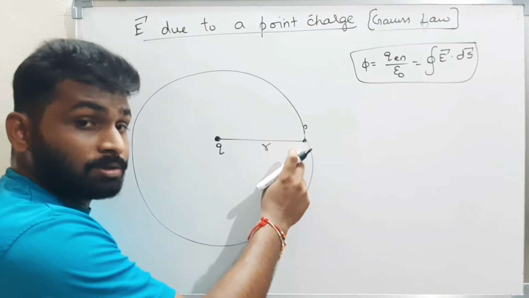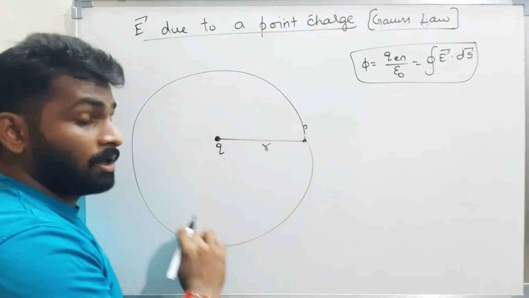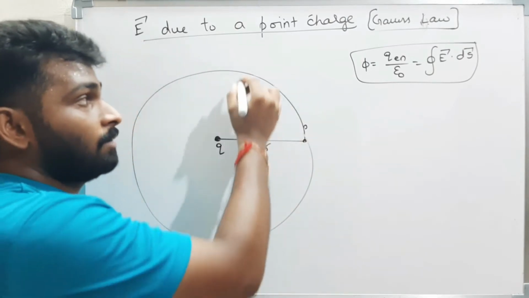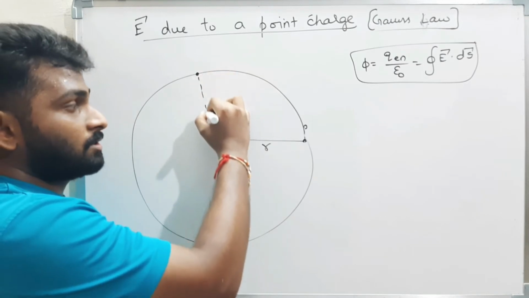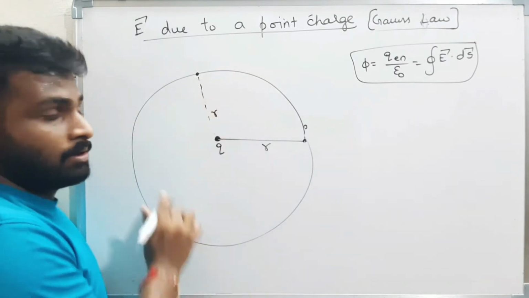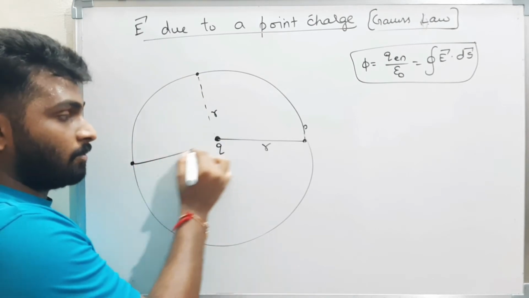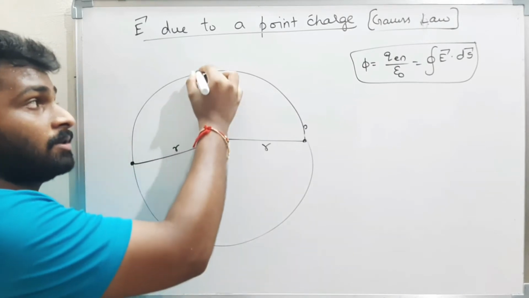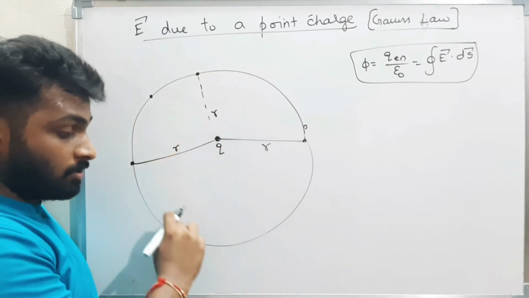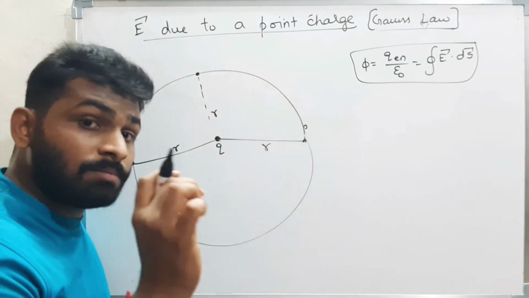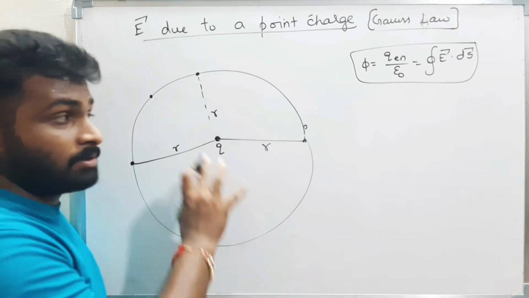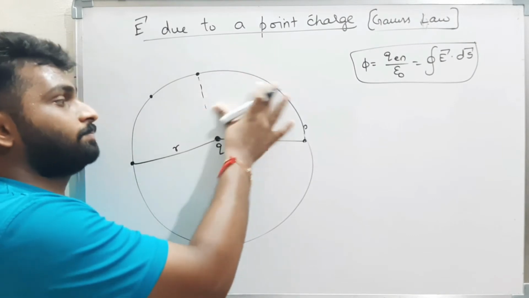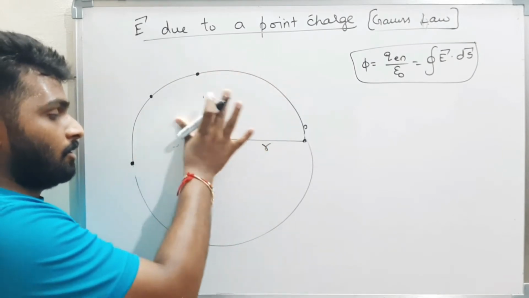The best possible Gaussian surface is a spherical shell because, what is the first priority? The electric field at every point on the surface of a Gaussian surface must be the same. If I take this point, it has a distance r from the charge. Therefore, this is also a point at distance r. All the points on the surface of the Gaussian surface have the same electric field intensity because the distance is the same. That means the best possible Gaussian surface is the spherical shell, and the charge is present at the center. Well and good, now I got the Gaussian surface.